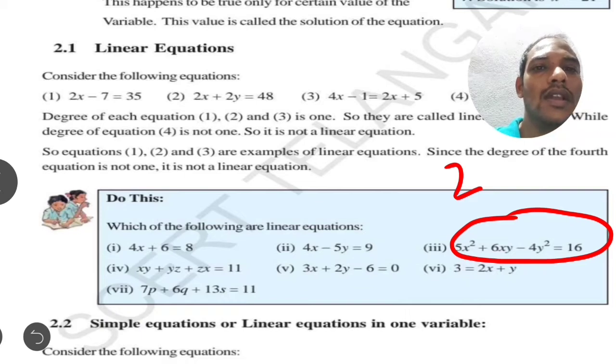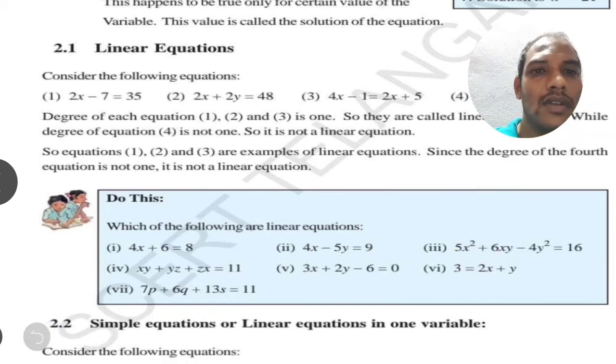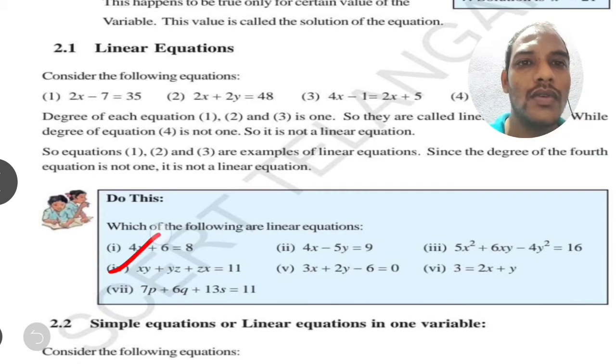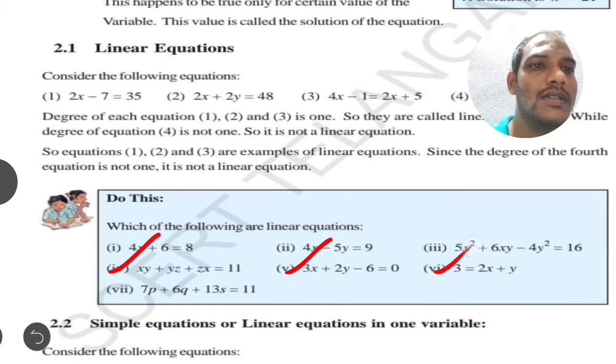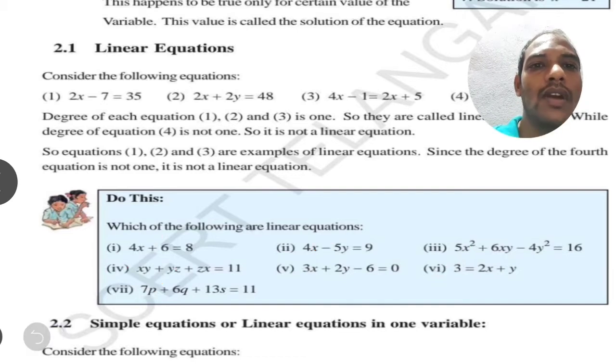So it is not a linear equation. I am giving homework for you: 4th question, 5th question, 6th question and 7th. Check whether they are linear equations or not. If they are not linear equations, what is the reason? Send your answers to my WhatsApp number.